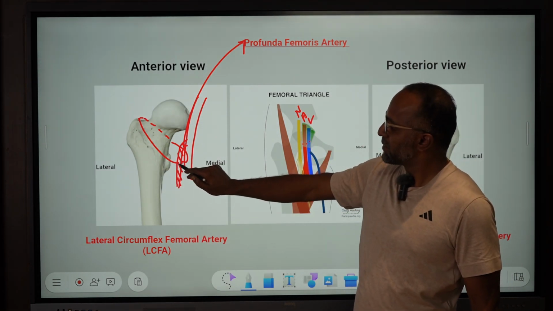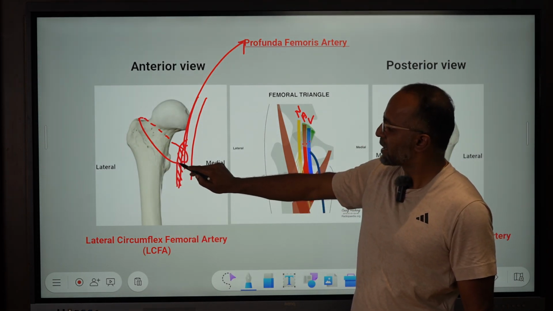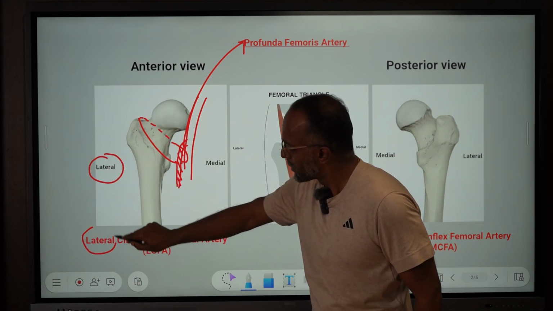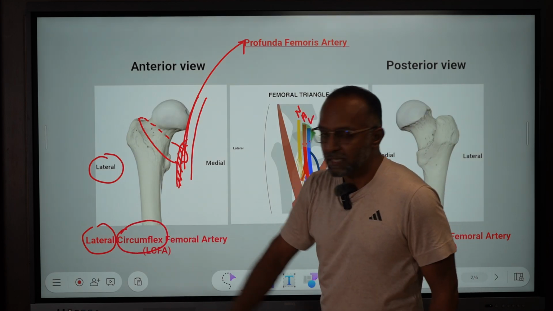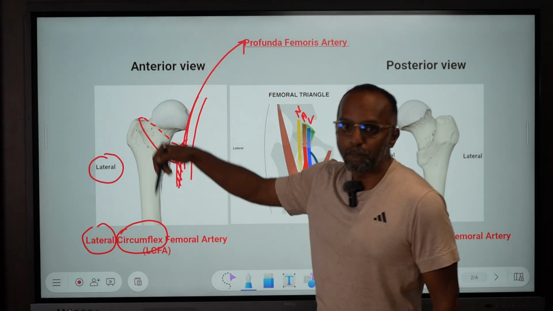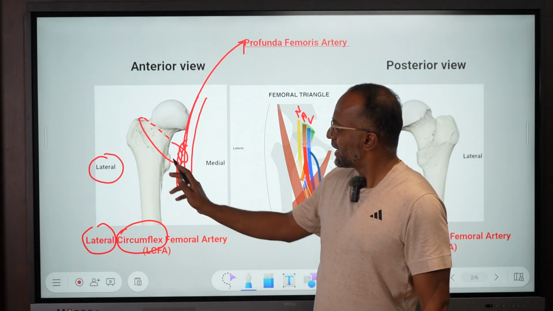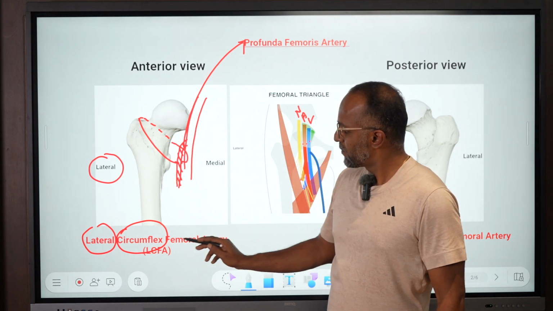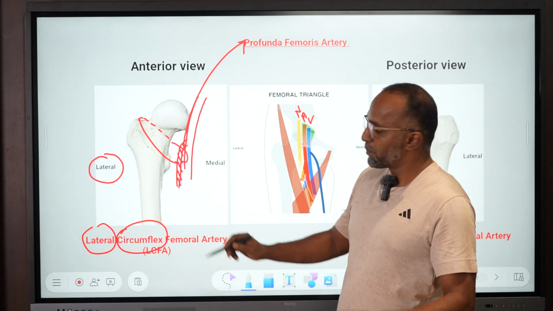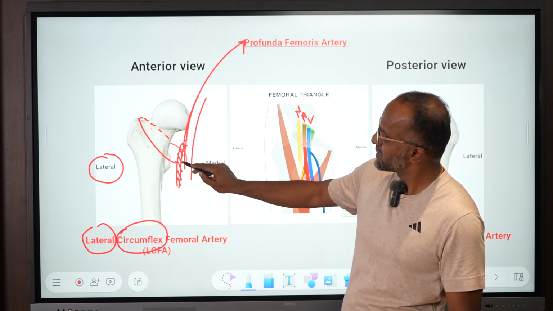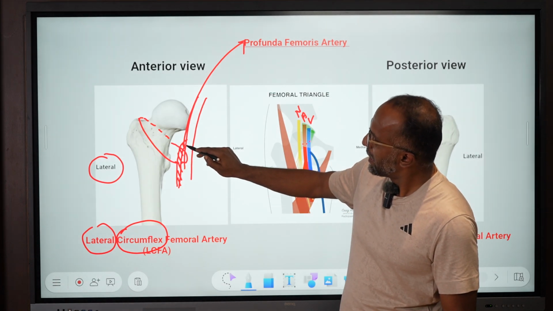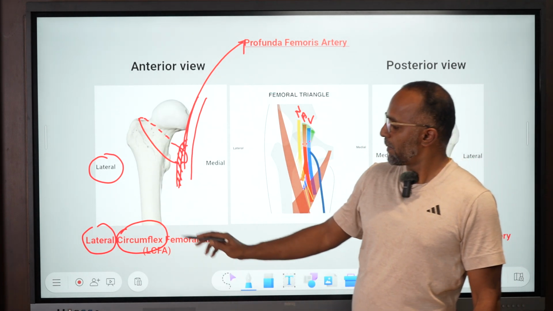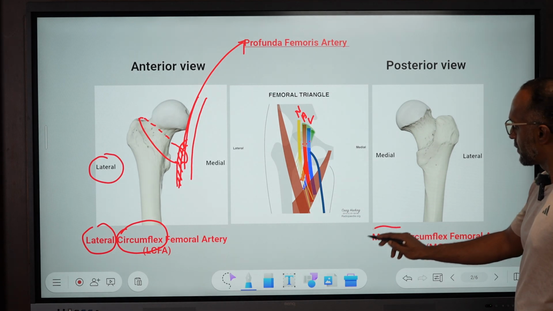So this branch, which originates from the profunda femoris artery and goes laterally, is called lateral circumflex. Why is it called circumflex? Because it goes around the base of the neck like a ring. So this anterior branch which goes laterally is called the lateral circumflex femoral artery. And there is another branch which arises from the profunda femoris and goes medially behind the neck of the femur. That is why these dotted lines. So this is called the medial circumflex femoral artery.